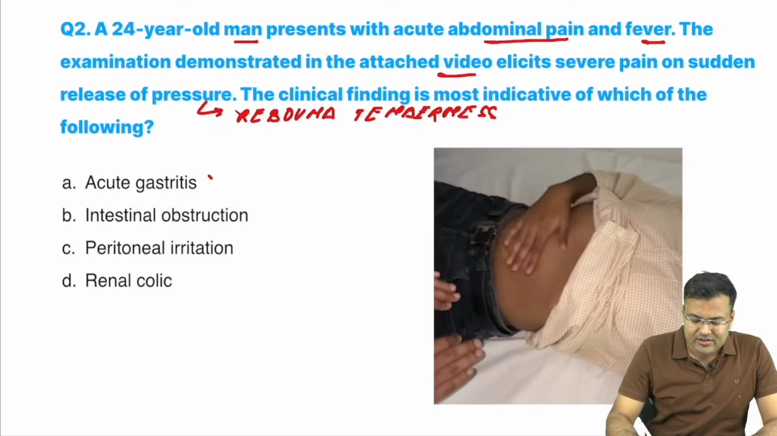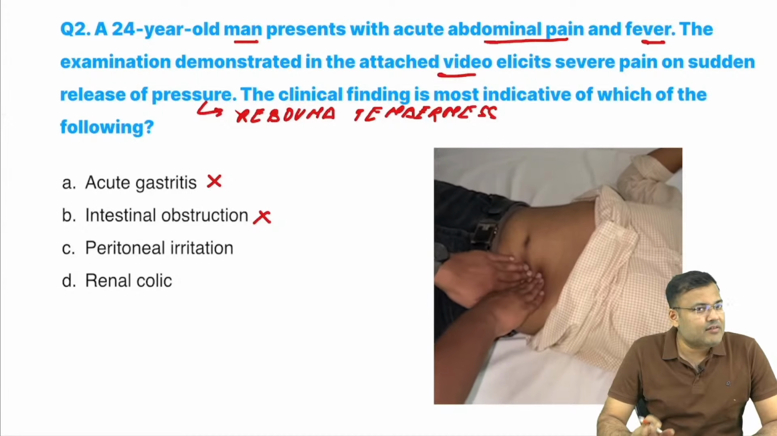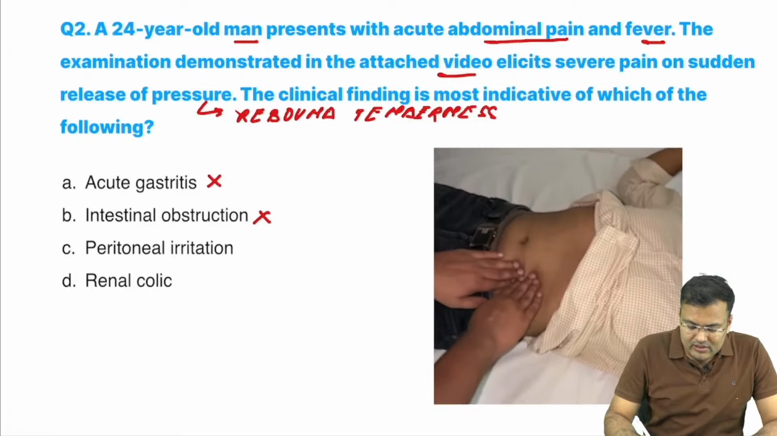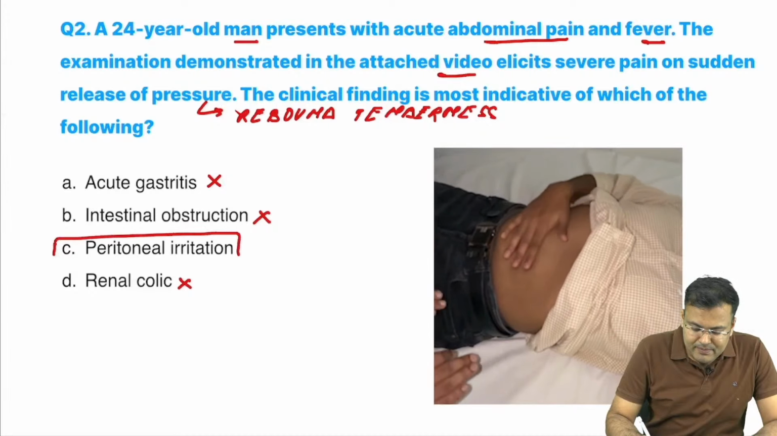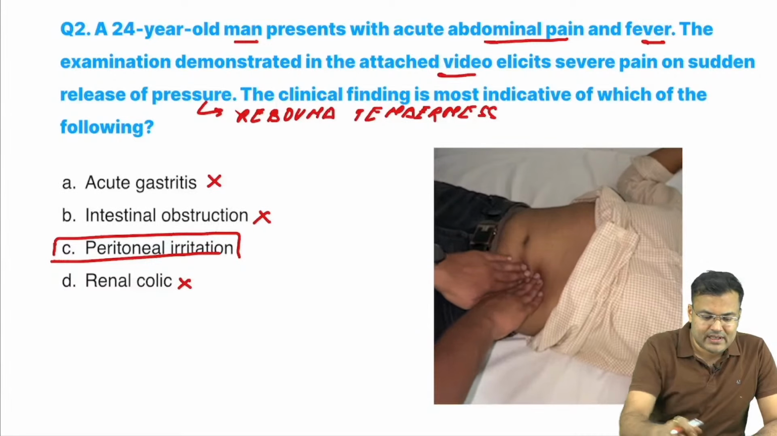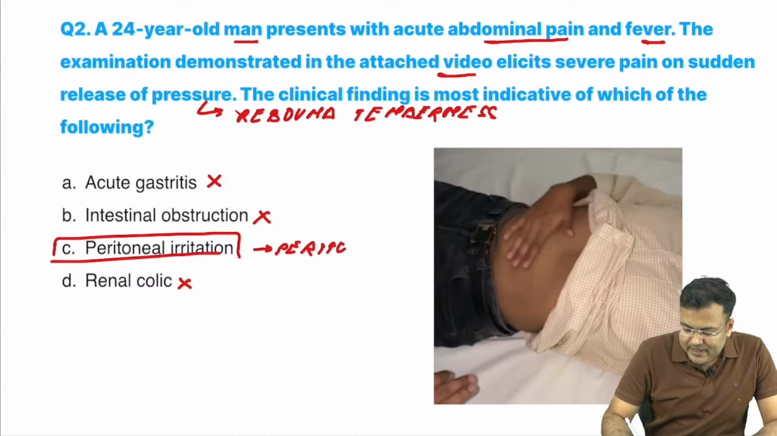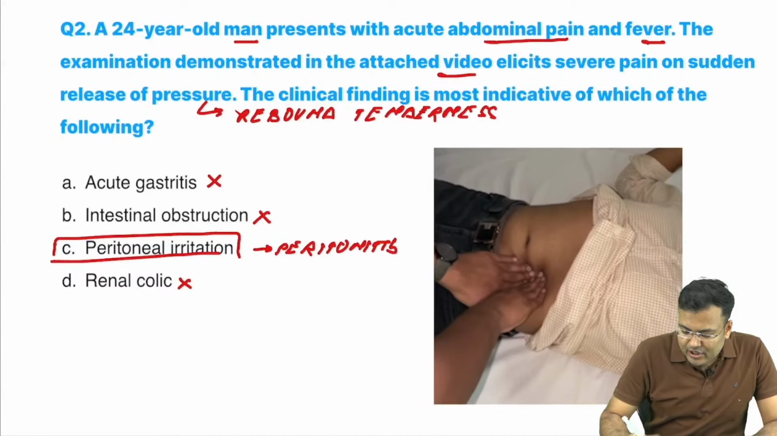So it's not gastritis, it's not obstruction. In obstruction there is pain, but this kind of rebound tenderness is not there. It's not the renal colic. It is because of peritoneal irritation. So it is because of peritonitis. Almost everybody is correct. Yes, it is because of peritonitis.